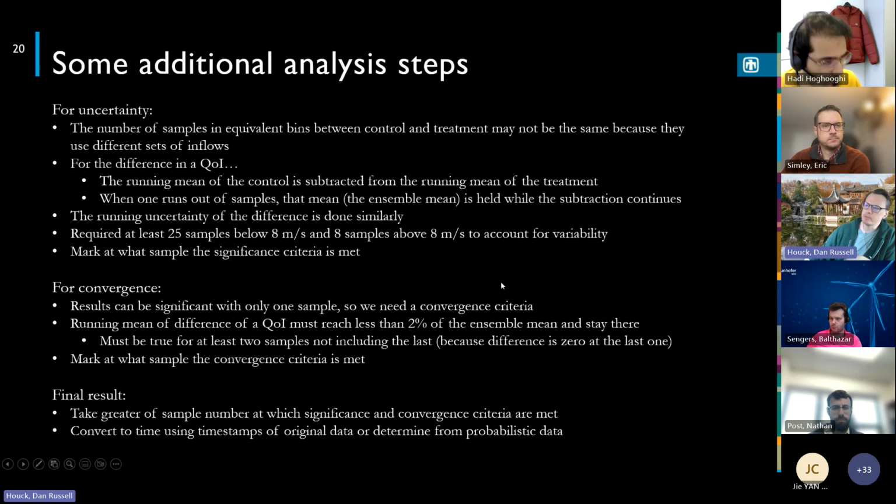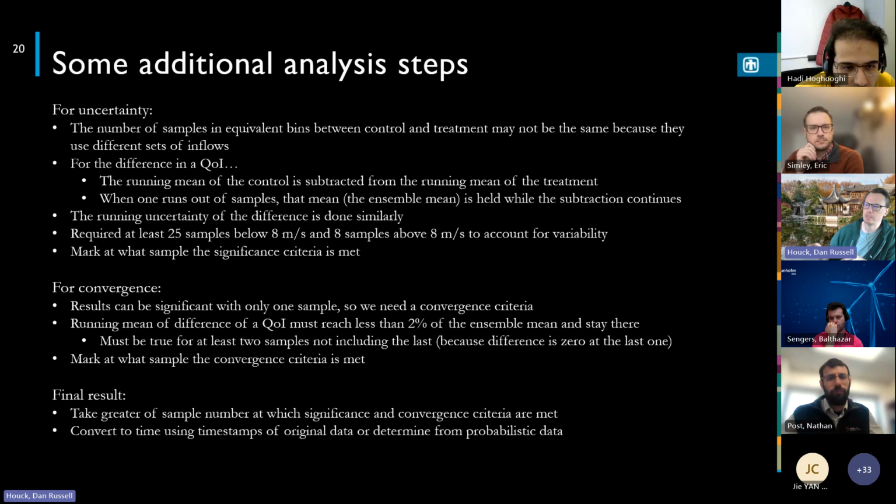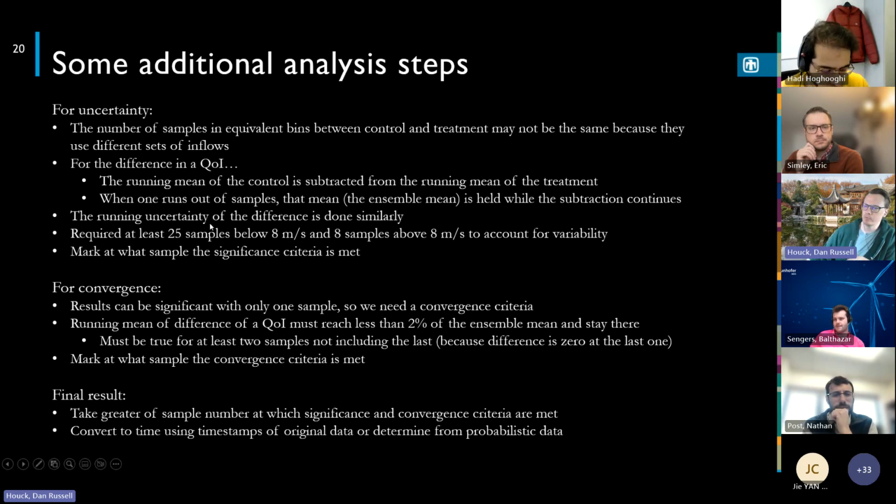All right, one wall of text here just to go through some subtleties. So for the last of the calculations here, and I didn't go into this before, as I mentioned before, the number of samples in a bin between the control and treatments is not the same. That was clear. So we have to address that. For the difference in a quantity of interest, we start just by subtracting between the two. So we have the running mean of the control and the running mean of the treatment, and we subtract them. But eventually one of those is going to run out in a given bin. And so at that point, we just hold that ensemble mean and continue the subtraction with the other one that still has data left in its bin. And we do the same thing for the running uncertainty.